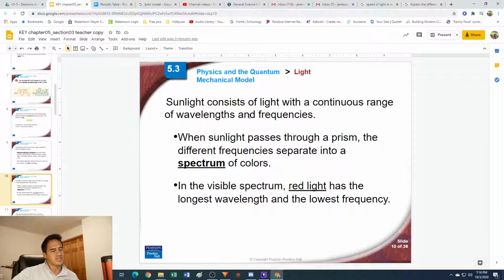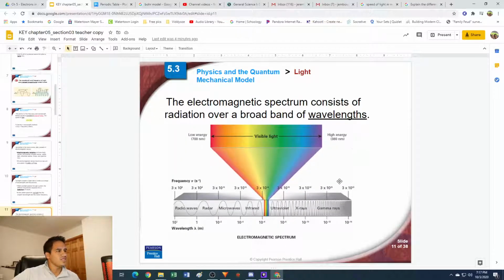So sunlight itself consists of light with a lot of different wavelengths and frequencies. And when sunlight passes through a prism, it will break apart into all these different colors, which we call a spectrum, right? Or maybe what you call a rainbow. The spectrum, or the visible spectrum, are all of the forms of light that we can see with our eyes, which again is red, orange, yellow, green, blue, indigo, and violet, with red light being the longest wavelength and the lowest frequency.